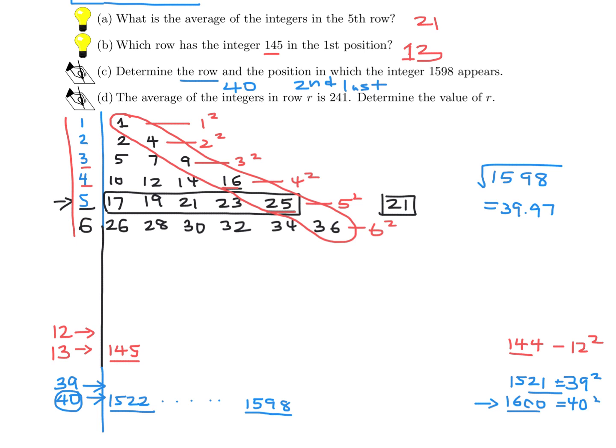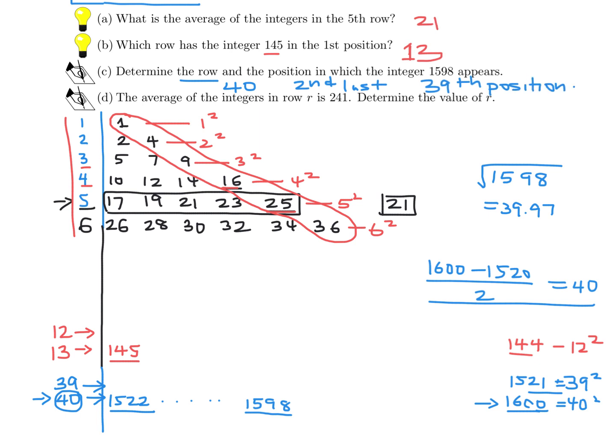So if you're going from 1522 to 1600, how many numbers is that? 1600 minus 1520 divided by 2. That's 40 numbers. So there's 40 numbers in that row. Well, I don't even need to figure that out. We already knew that in every row, the number of terms equals the row number. Remember, I explained that before. So I really didn't even need to do that. So there's 40 numbers in this row, and it's the second last, so it's the 39th position. All right, so that answers that one.